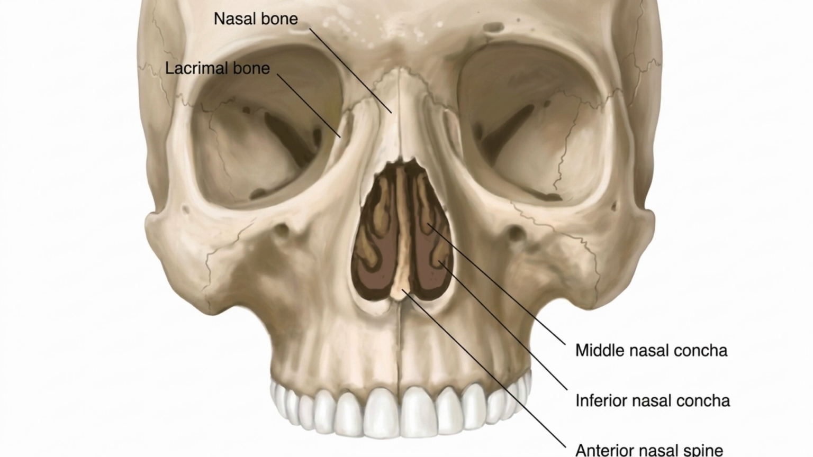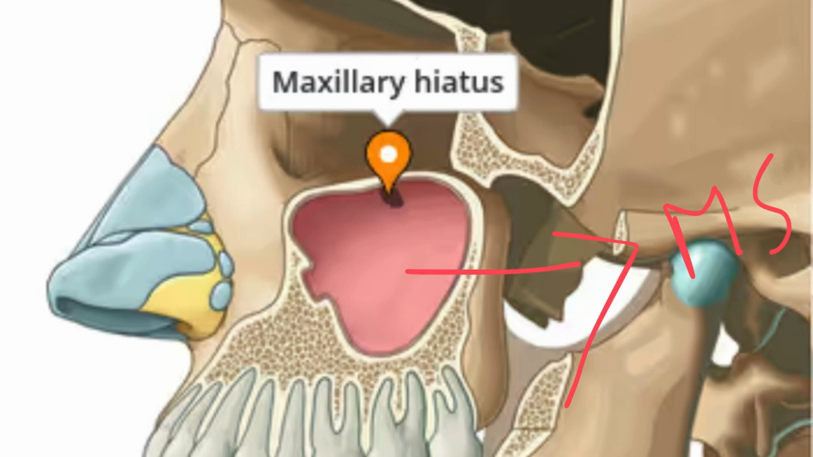Okay, then see the nasal part. Okay, the body of the maxilla forms a part of the lateral wall of the nose. Okay, then it also forms the maxillary sinus. There is a large opening, right? It is known as the maxillary sinus.